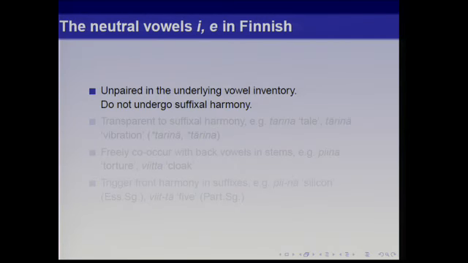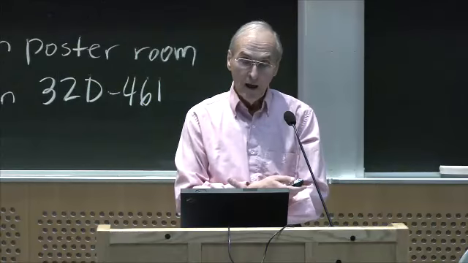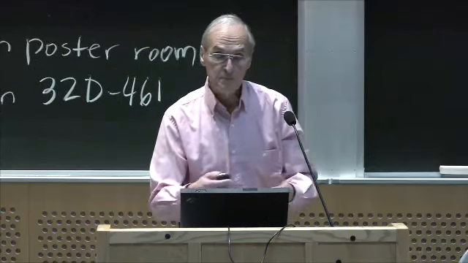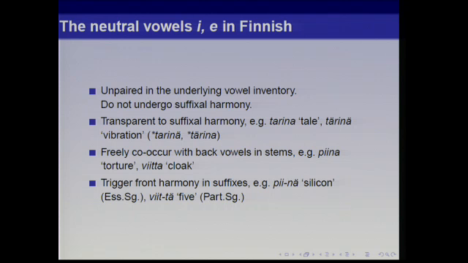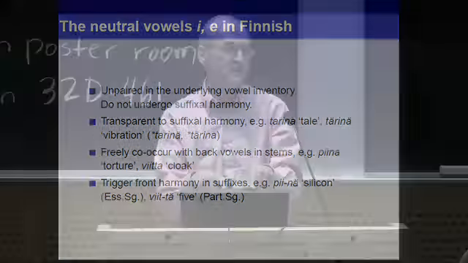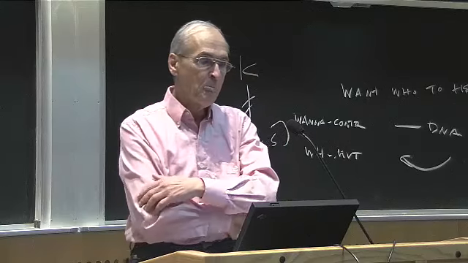Neutral vowels, unpaired, don't undergo suffix harmony, they are transparent to suffixal harmony, so you have tarina or tarinä, but you can't have tarinä or tarina. And they freely occur with back vowels in stems, and trigger front harmony in suffixes, so you must say one form or the other, you can't say the third. Although that's a perfectly fine stem, it's not a possible inflected word. A very complex behavior. That's where the trick comes in Finnish vowel harmony, to manage the many phases of neutrality.